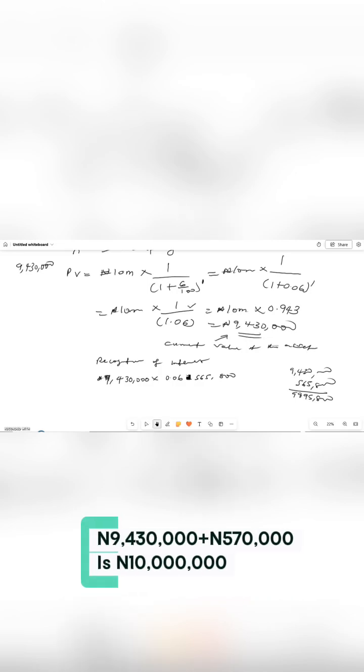9 million plus 430,000 plus 565,800 will give us 9,995,800. You can see that it's not up to 10 million. Then there's an approximation error. So let us check out where the approximation error is. So we have 1 divided by 1.06. Let's go back here to check why we have an approximation error.